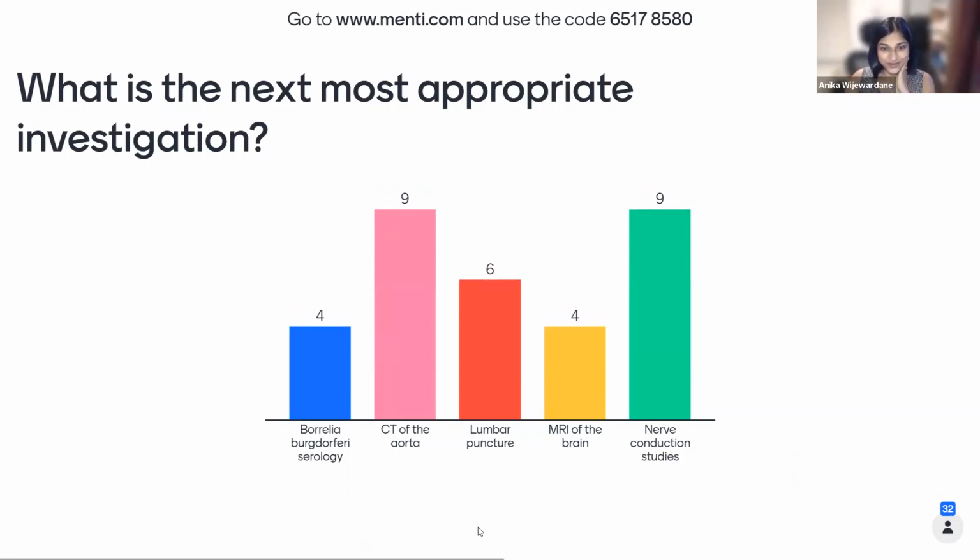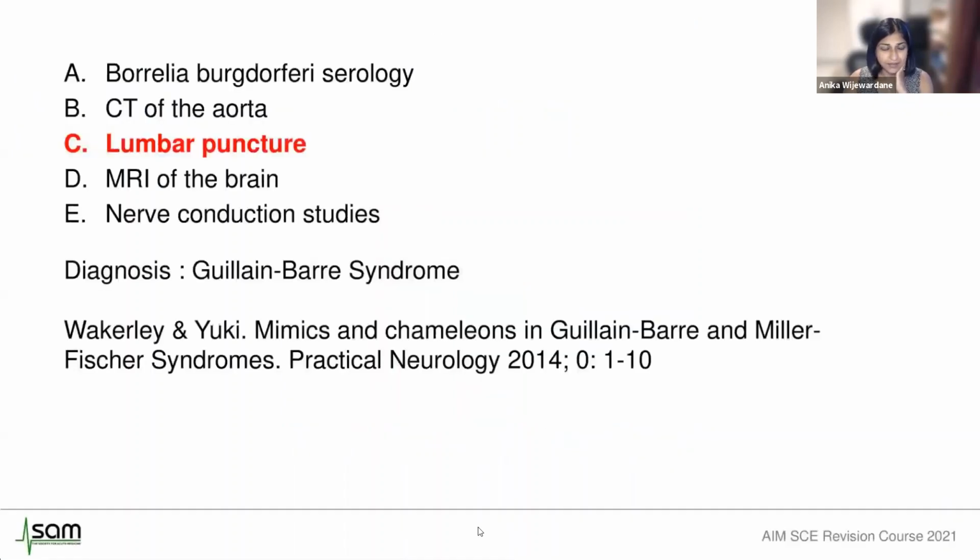Wow, so almost evenly split. So big range here. And it is a complex question. There's a lot in it to tease out. So the answer here is the lumbar puncture. And the diagnosis that they were alluding to was either Guillain-Barré syndrome or something along the spectrum of Guillain-Barré.